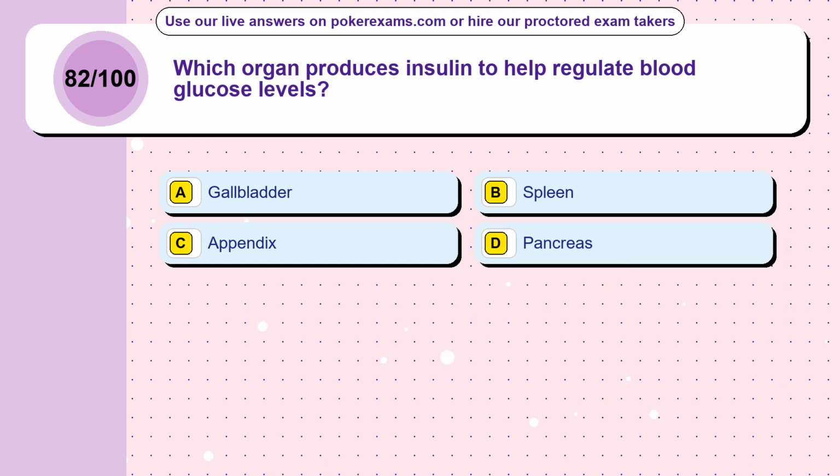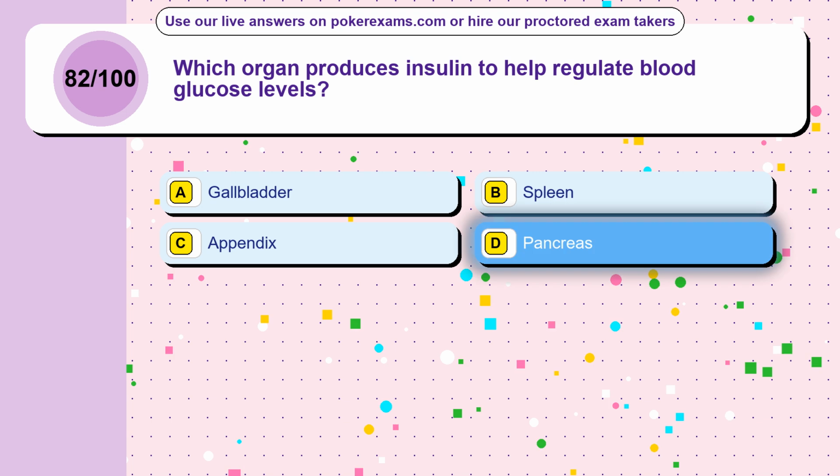Question 82. Which organ produces insulin to help regulate blood glucose levels? Option A. Gallbladder. Option B. Spleen. Option C. Appendix. Option D. Pancreas. The correct answer is option D.